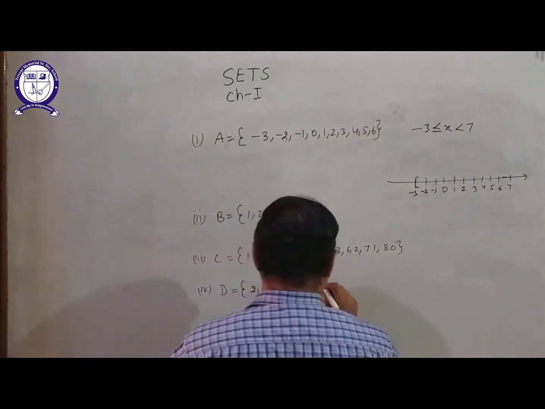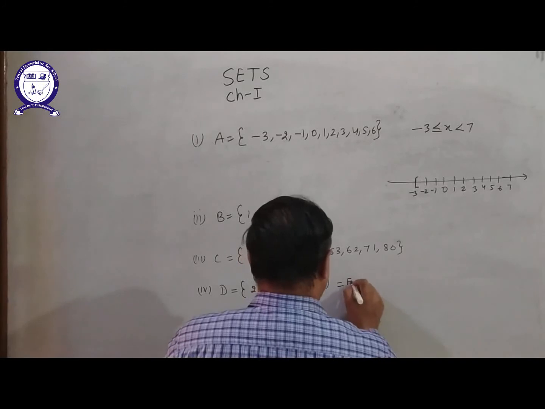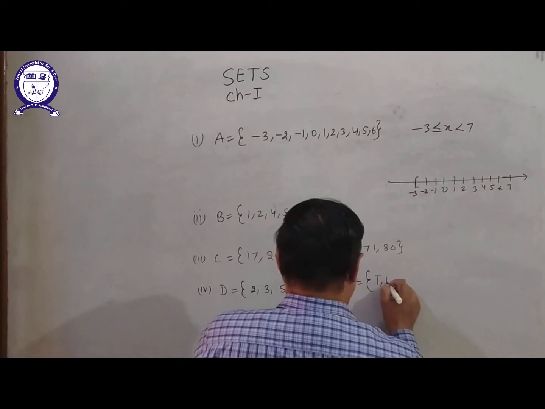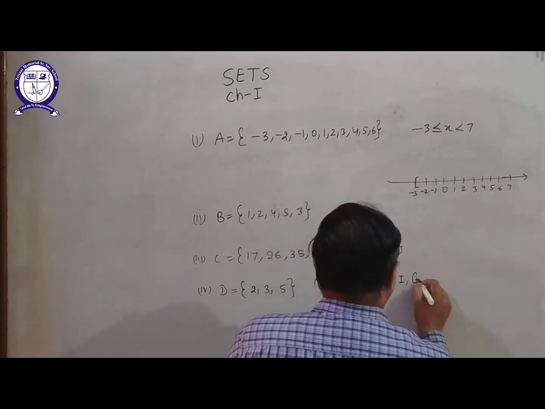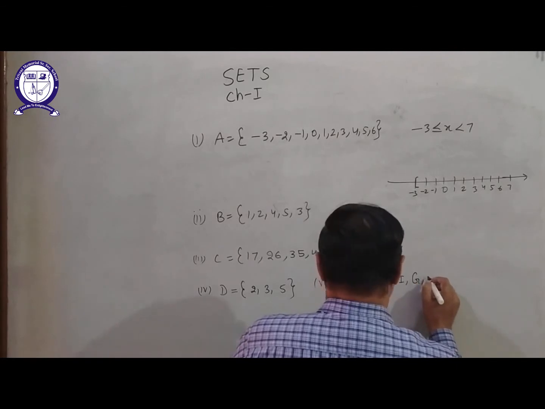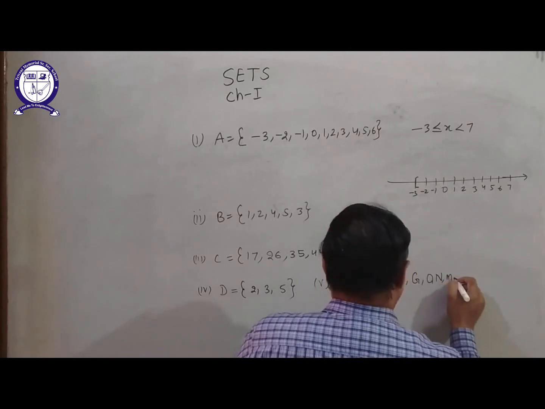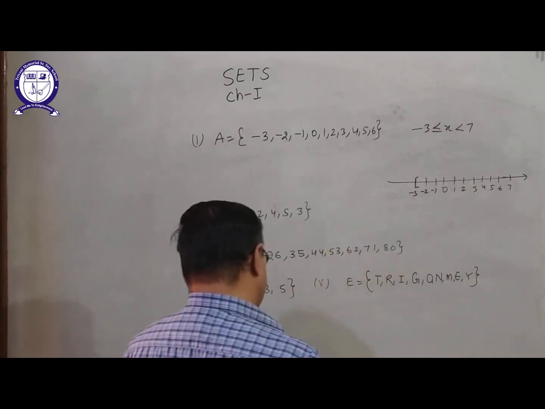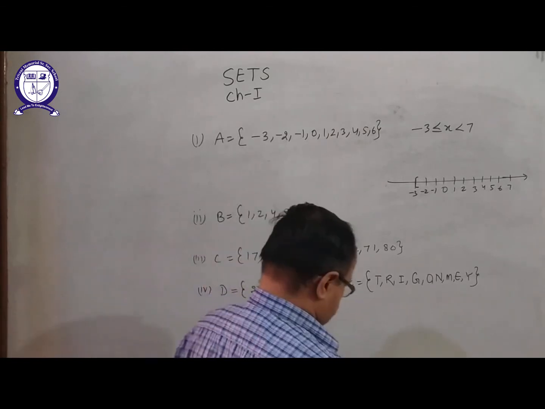So for example, the fifth part, set E: you write T, R, I, G, O, N, M, E, Y. Okay? Because T and R are already written by me. So this is the answer. Clear?